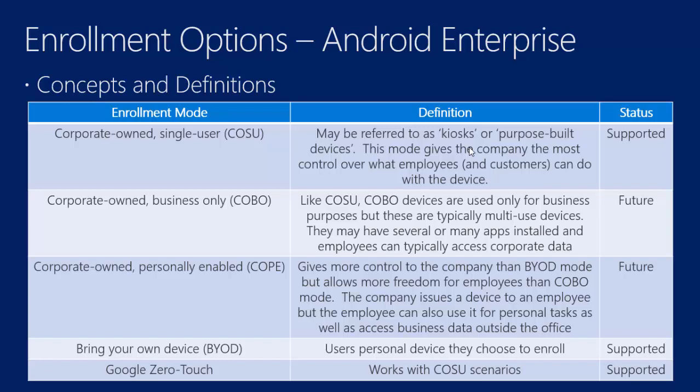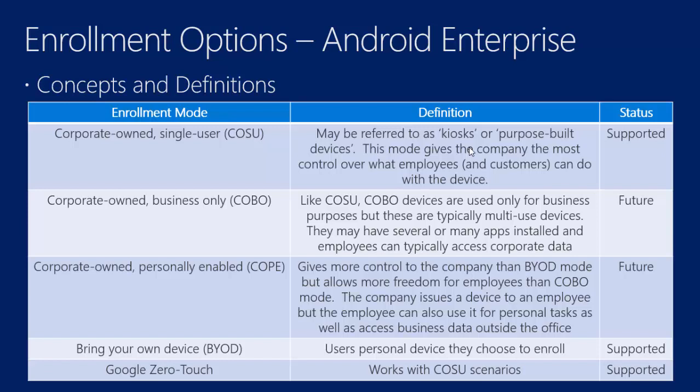So basically the company gives these devices to an employee, but the employee can also use it for personal tasks. Future support again on that one. So BYOD, talked about it, user's personal device, they choose to enroll it. And then there's a fifth one down here called Google Zero Touch. Sometimes you'll see it referred to as Android Zero Touch.